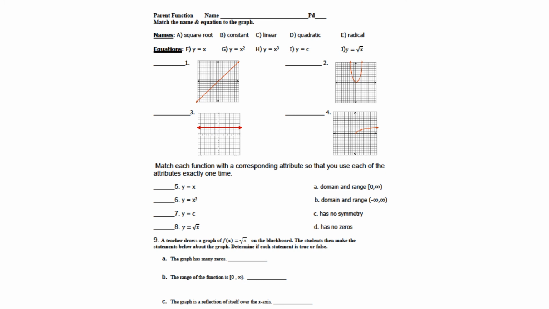Okay. So here is our classwork for the rest of the period. You should have picked it up. The first part, you're going to match the functions with their name and equations. Second, you're going to do it by attributes. And then third, number 9, you're going to write whether it's true or false. I'm going to challenge you to do it without your notes. So the challenge is to hide your notes from yourself, and then go back and check yourself. Okay? All right.